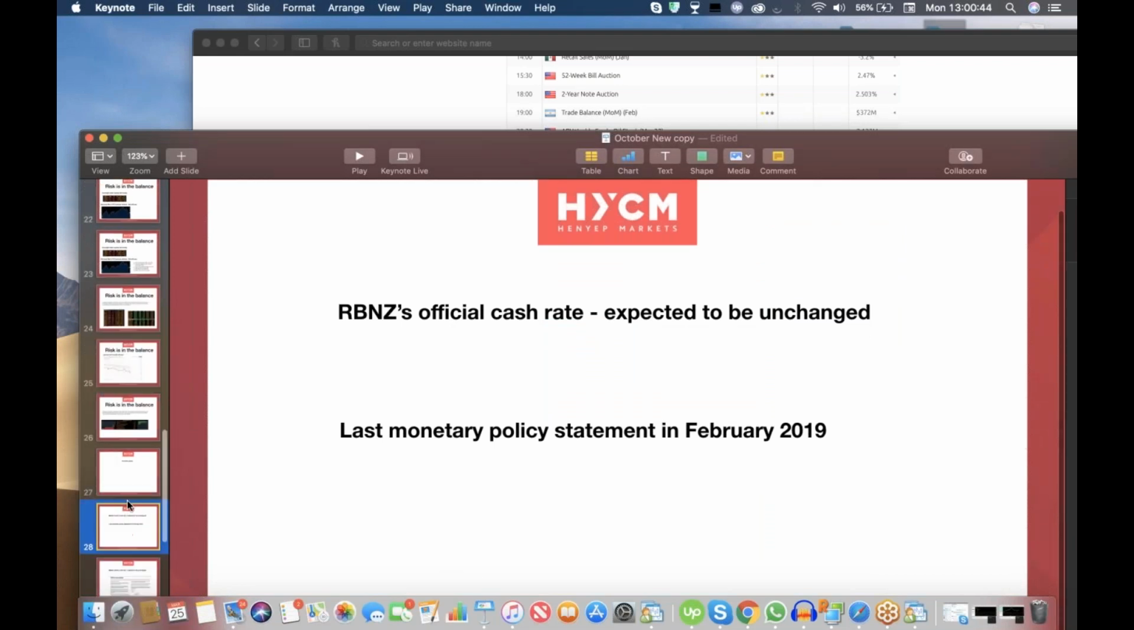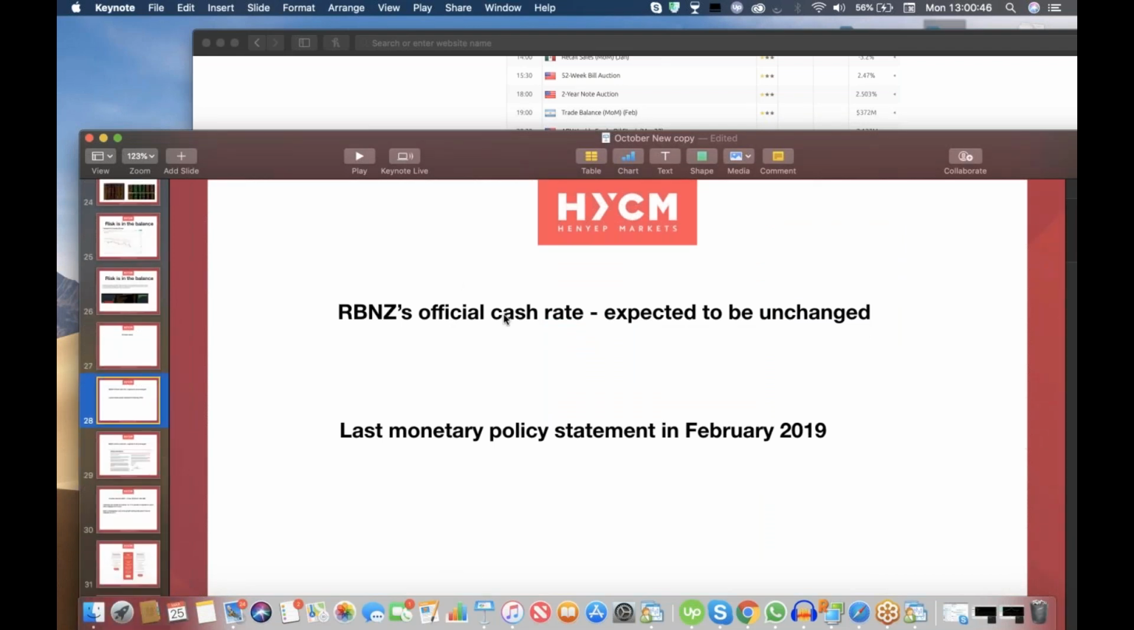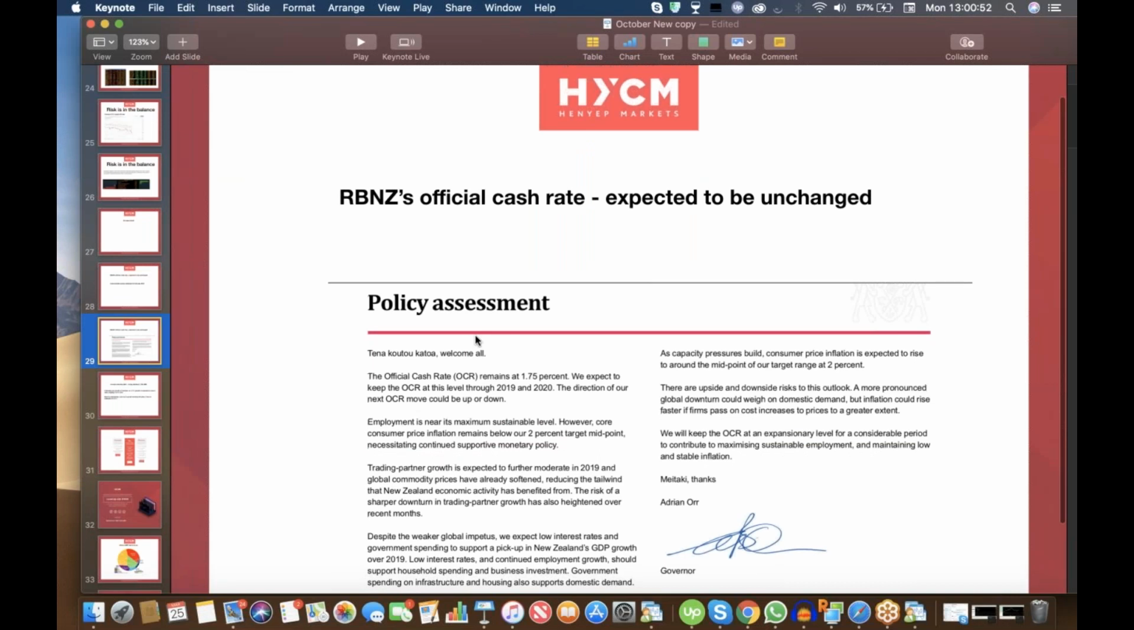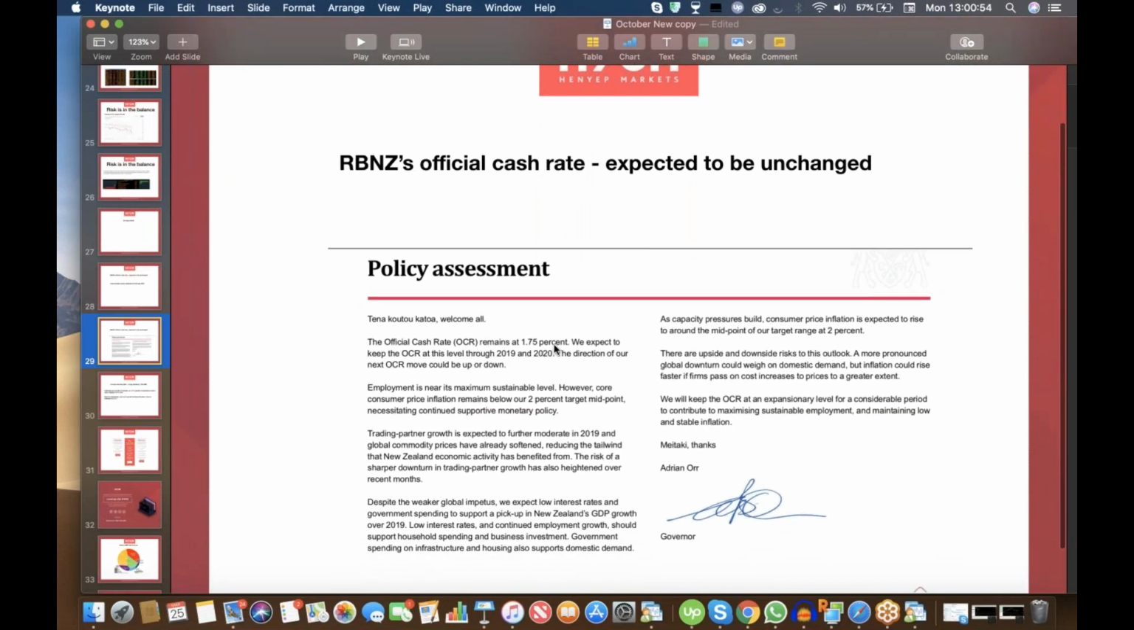Now, the last statement from New Zealand was here. This is the last statement, February 2019. The official cash rate remains at 1.75%. We expect it to stay level. The direction of our next move can be up or down, so remember that. And remember that they're talking here about a more pronounced global downturn that could weigh on domestic demand, but inflation could rise faster if firms pass on cost increases to prices to a greater extent.